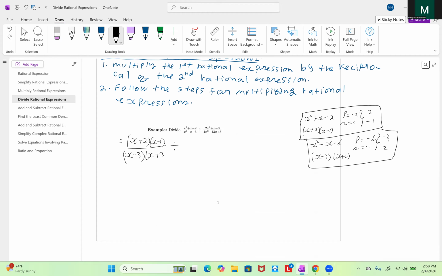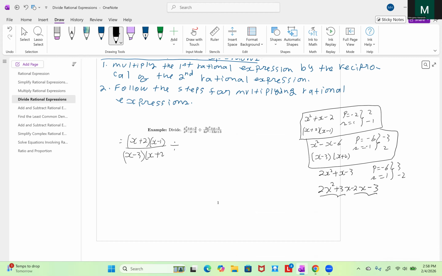Factor 2x squared plus x minus 3. We need to find two numbers whose product is -6 and whose sum is 1. 3 times -2 is -6, and 3 plus -2 is 1. So we write 2x squared plus x minus 3 as 2x squared, replace x by 3x minus 2x, and minus 3. Then factor by grouping.